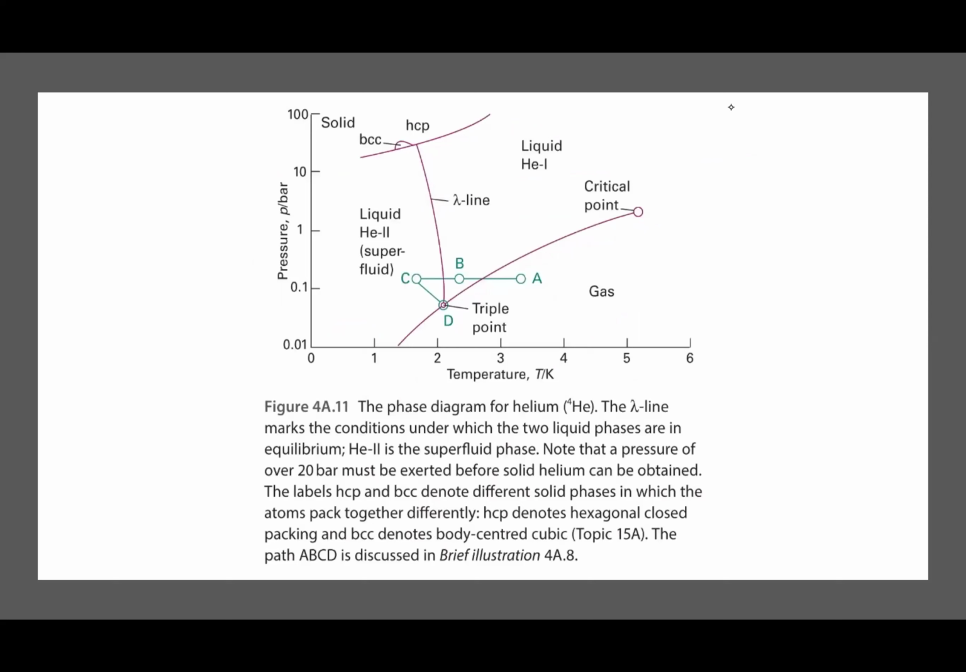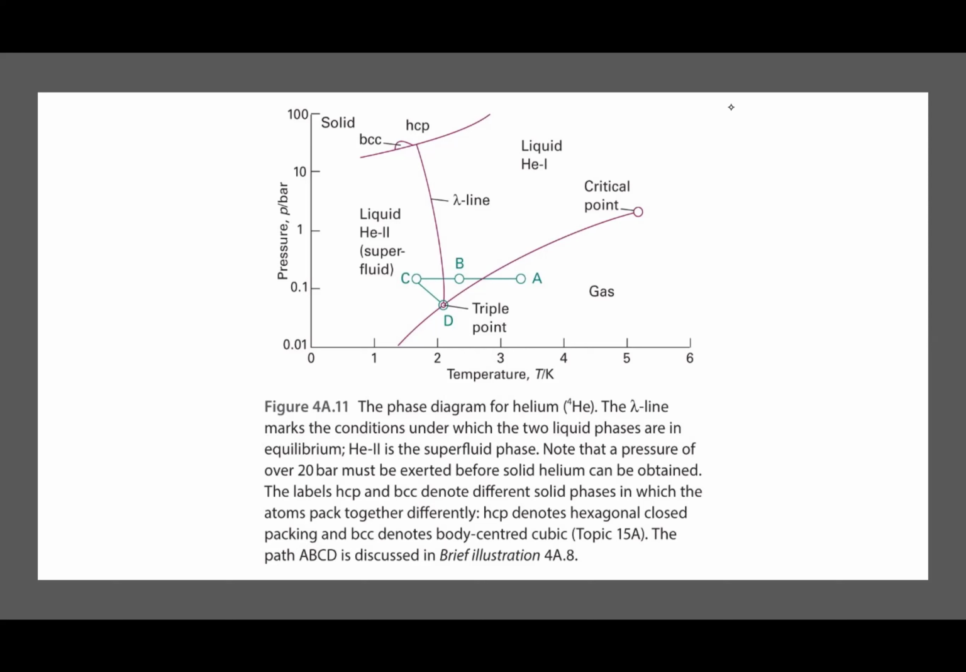And then finally, we have this very interesting one, which is for helium. Now, there are different types of helium. There's helium-3 and helium-4. Helium-4 is the normal one. Helium-3 is a little bit kind of all over the place. But this example here is helium-4, and we see lots of crazy stuff here.